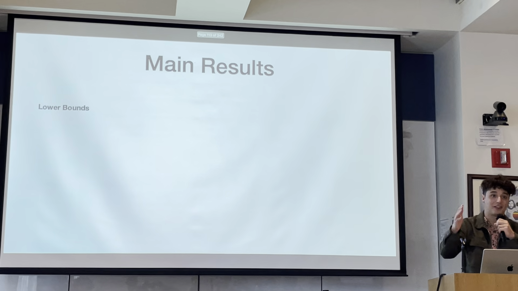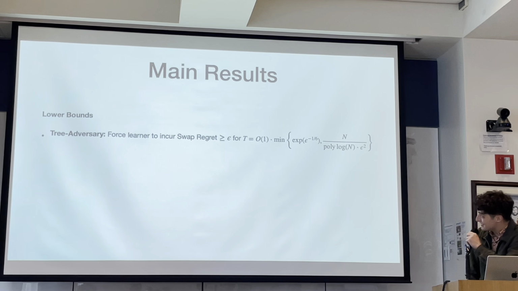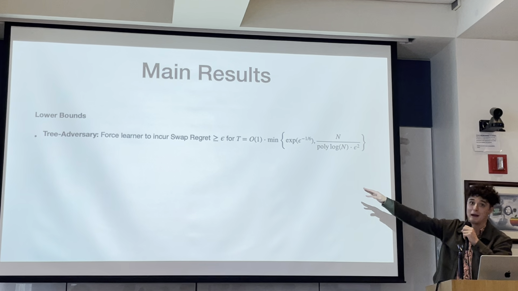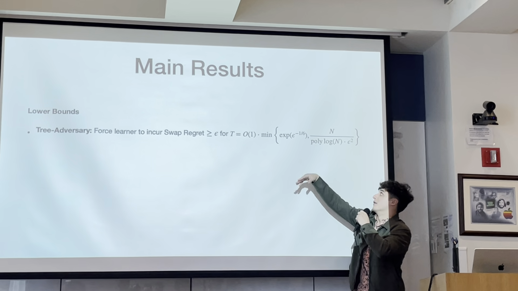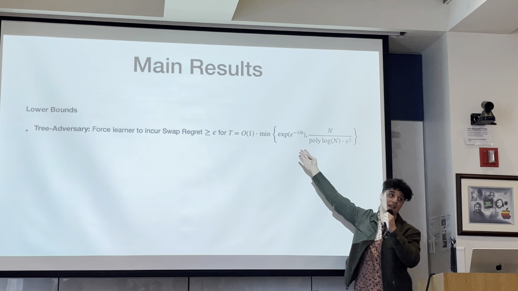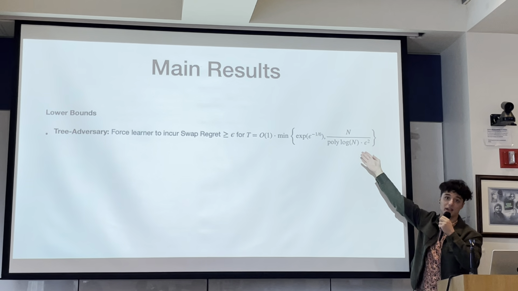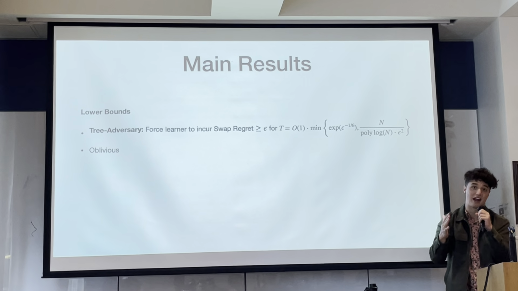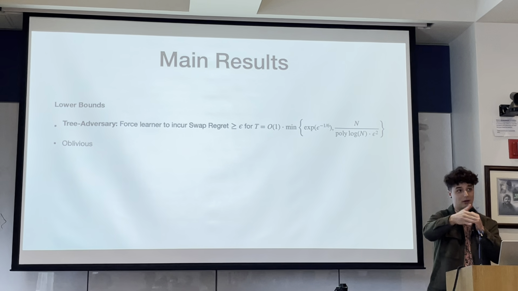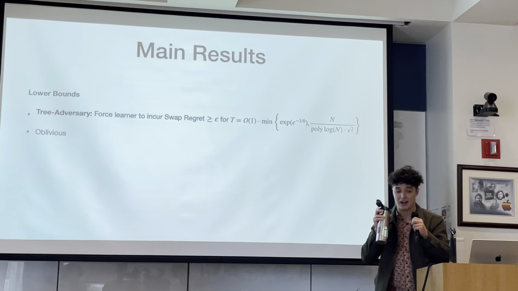All right, we also got matching lower bounds. We come up with an adversary that can force any learner to incur a swap regret of at least epsilon, if time has to be at least exponential in epsilon, or in the setting where n is small, we have the matching n over epsilon squared bound. The other thing that's cooler about our adversary is that it's oblivious. It's purely just a random process, not adaptive.